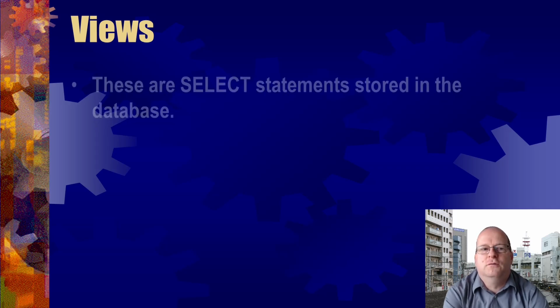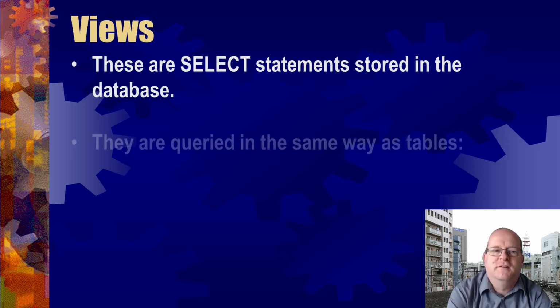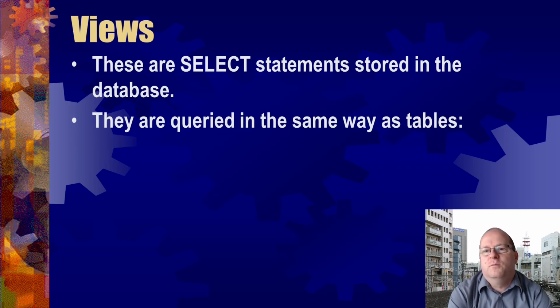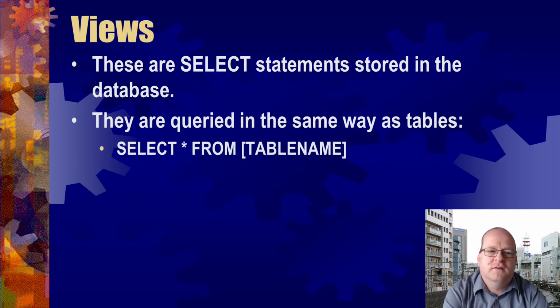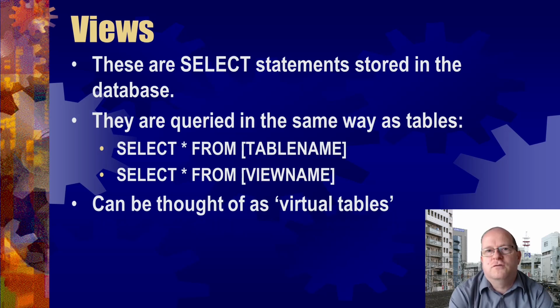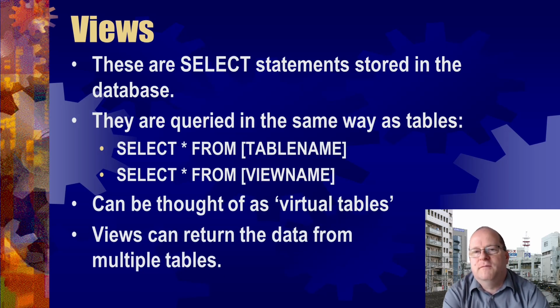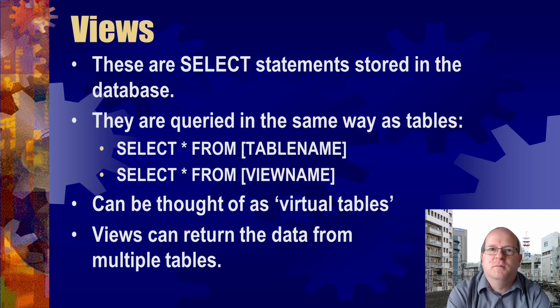So on to views. And these are select statements stored in the database. They're queried in much the same way as tables. So you do select star from table name, and you can also do select star from view name. I think a good way to explain a view is that they are kind of virtual tables. Another key concept is that views can return the data from multiple tables.